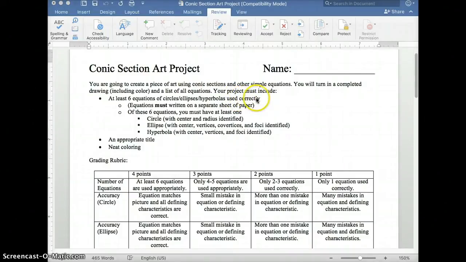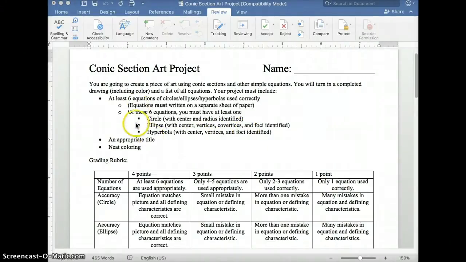So the bare minimum that your project must include is a picture that includes at least 6 equations that have circles, ellipses, and hyperbolas used correctly. The equations must be written on a separate sheet of paper, and among these 6 equations you have to have at least one circle, and with that circle you're going to identify the center and the radius, at least one ellipse, and for that you're going to identify the center, the vertices, the co-vertices, and the foci, and a hyperbola, and for that you're going to identify the center, the vertices, and the foci.